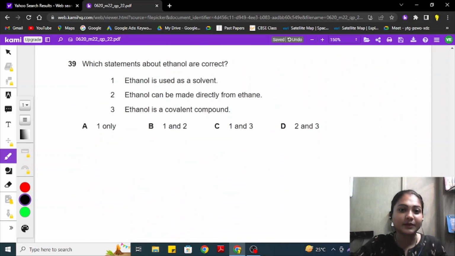39. Which statement about ethanol is correct? Ethanol is used as a solvent. Ethanol can be directly made from ethane? No, you can't directly make it. You require ethene and steam to produce ethanol. You need a source for it. Ethanol is a covalent compound. Yes. So we have option C, which is correct for us.